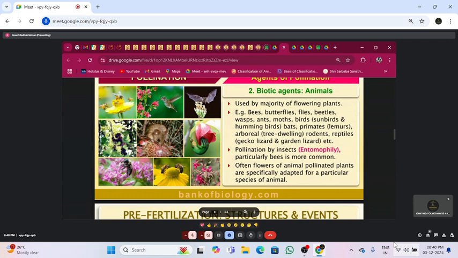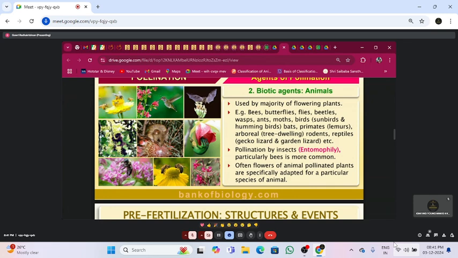Then biotic agents: animals are used by the majority of flowering plants, which are very colorful. Who are the agents? Bees, butterflies, flies, beetles, and so on. Even indirectly, humans, because we eat the fruit and throw the seeds, are facilitating germination, but we may not be helping them to do the pollination.